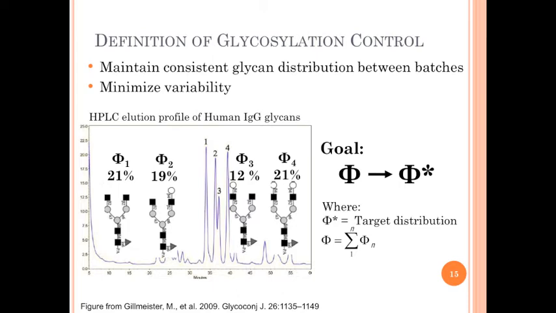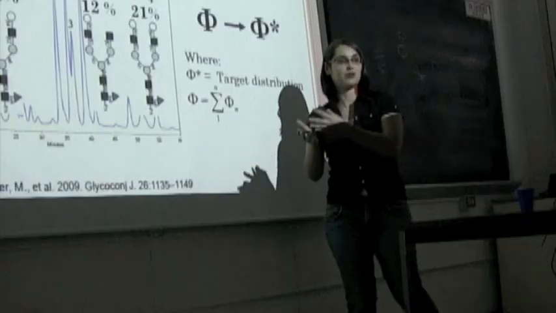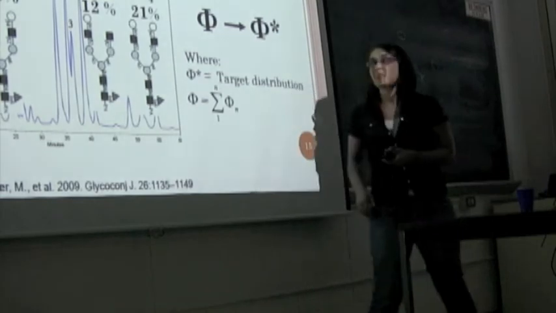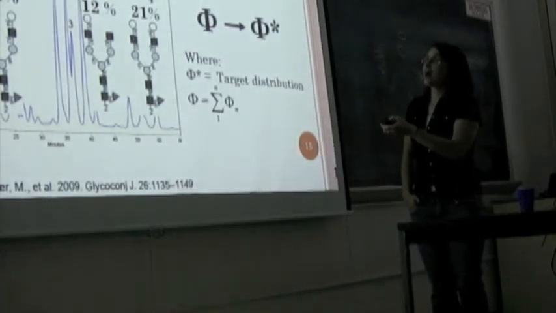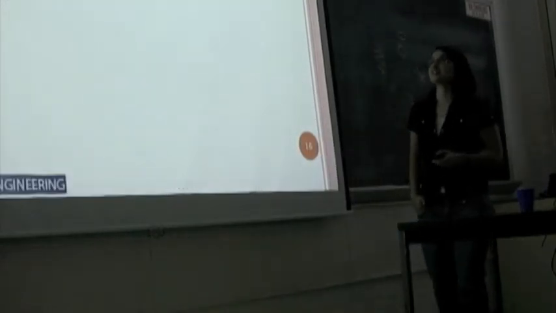And so basically what we want to do is, initially we want to be able to just reproduce what this distribution is. So from batch to batch, we want to be able to get this same exact glycan pattern distribution. And then once we're able to actually reproduce it, then we want to drive it to certain glycan patterns that we actually want. So, how are we actually planning on doing this?